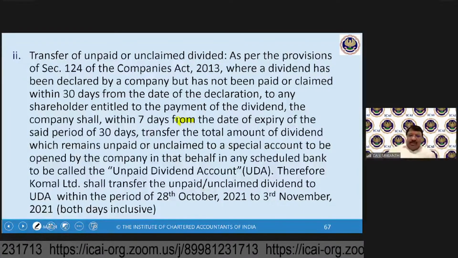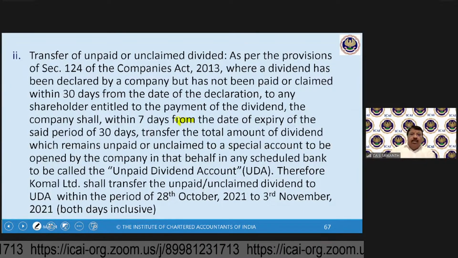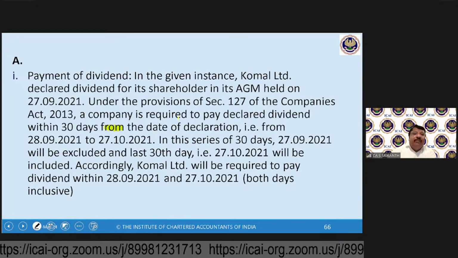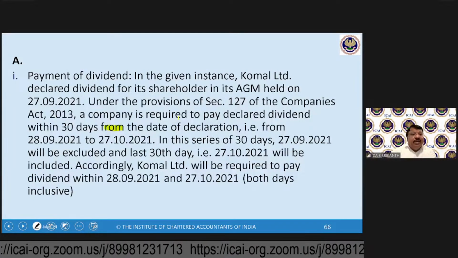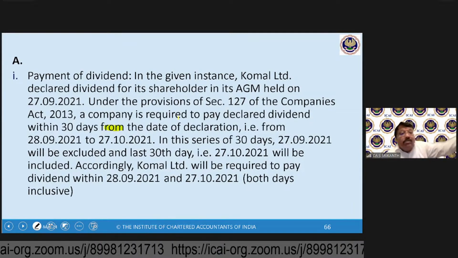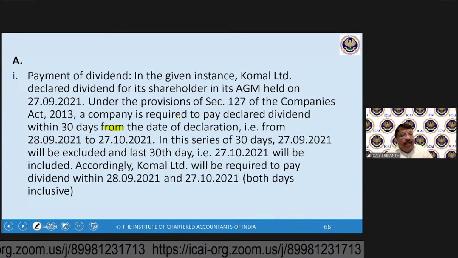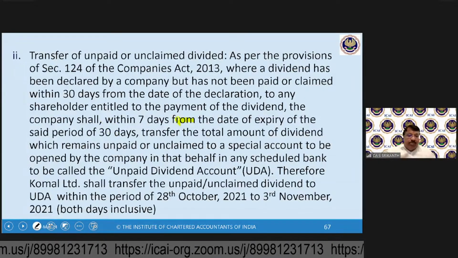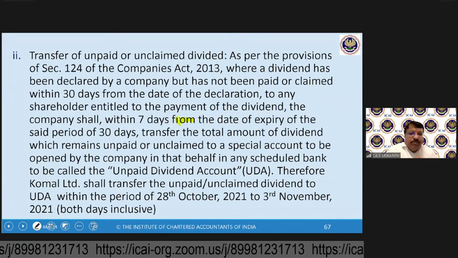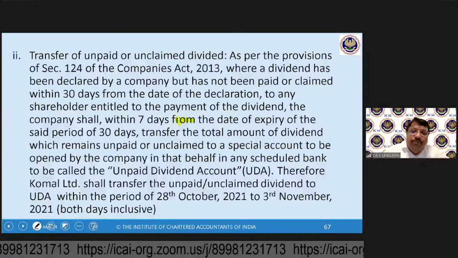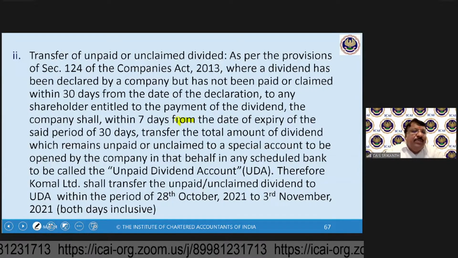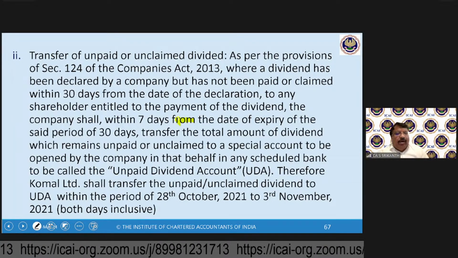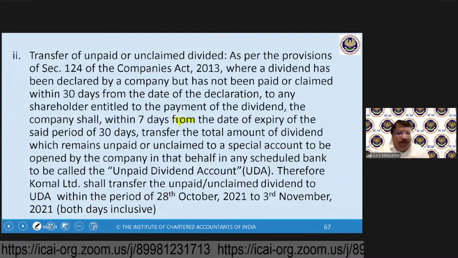So in Hindi we say, from the 27th you have to pay within 30 days. So 27, you exclude that. Then you will get 28 to 27th. I know little Hindi, not to speak fluently. Okay, so within 7 days from the date of expiry of the said period of 30 days, transfer the total amount of dividend which remains unpaid or unclaimed to a special account to be opened, etc., etc.